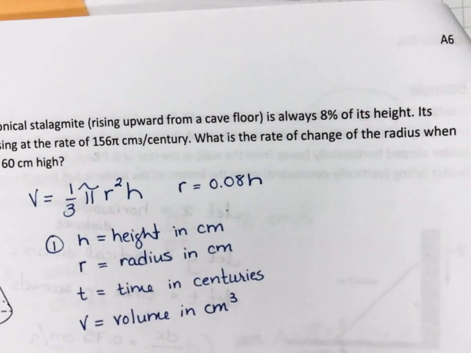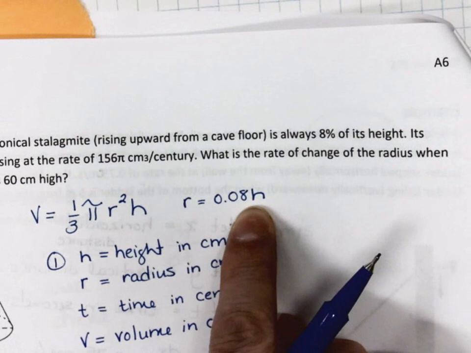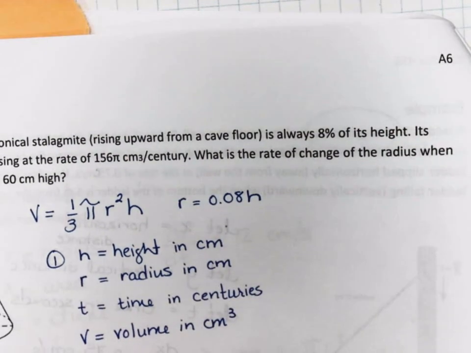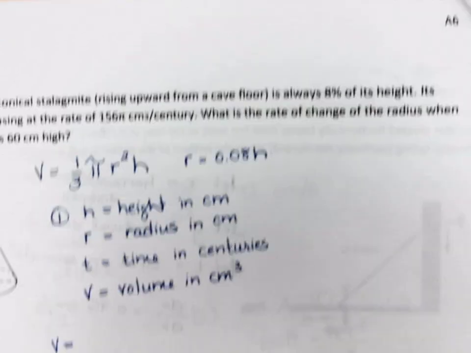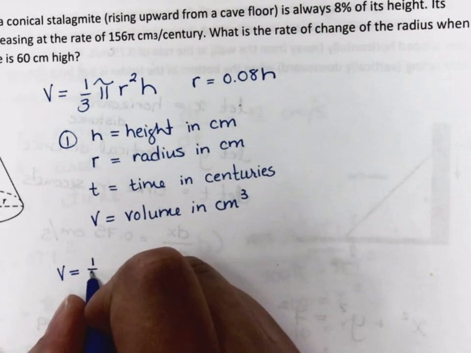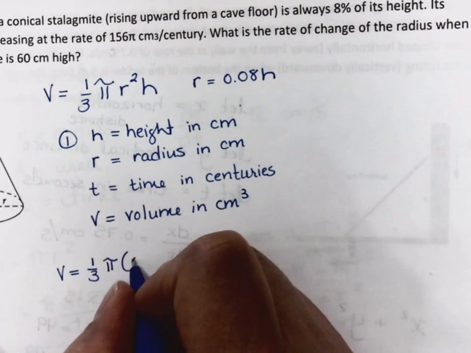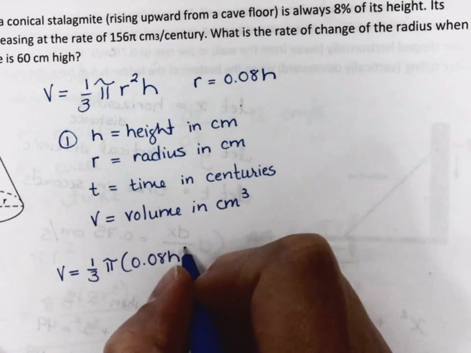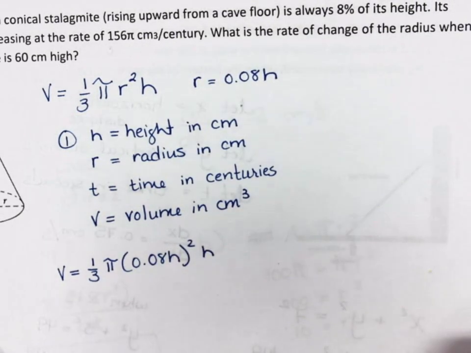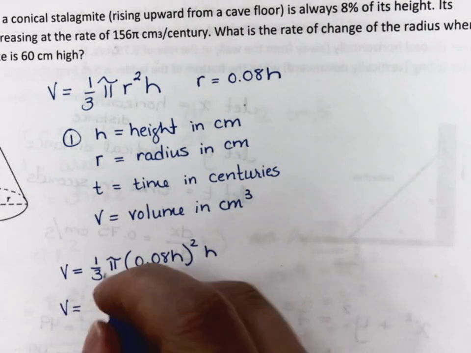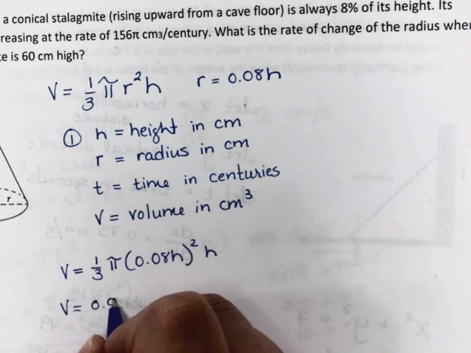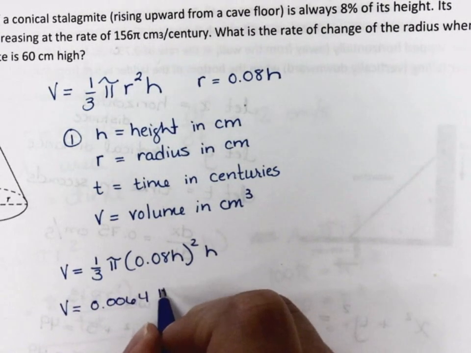Radius equals 0.08 times height, and volume equals 1/3 pi r squared h. So we can replace the r with this expression in the volume formula. So 1/3 pi times (0.08 h) squared times h. And if we actually do the math, I'm going to leave decimals inside of fractions, which makes me feel a little queasy, but I'm just going to roll with it.